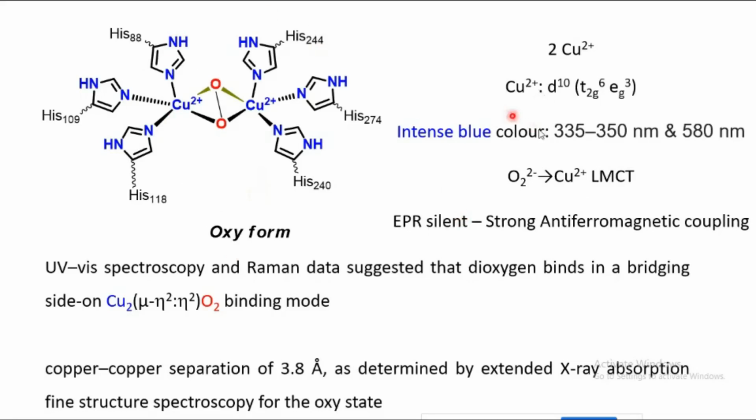So the oxy form is intense blue in color. It is due to the LMCT, and it is also EPR silent. It does not give any EPR characteristics due to the antiferromagnetic coupling. From Raman spectroscopy, we can easily elucidate the oxygen binding mode. That clearly indicates the symmetric side-on binding mode of the two oxygen atoms to both the copper centers. Once the copper dioxygen species is generated, the copper distance is also reduced to 3.8 Angstrom, and that information comes from the extended X-ray absorption fine structure spectroscopic technique.